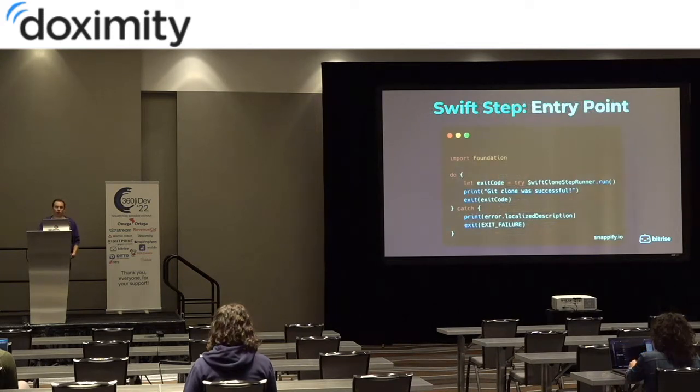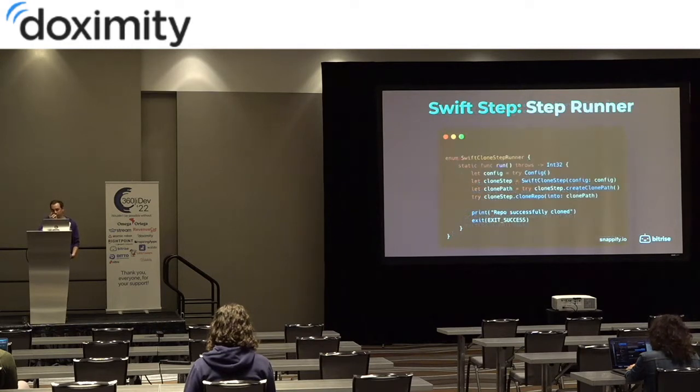So the next thing we're going to do is define our entry point. And in the repository, if you're following along, this is the file called main.swift. And we see it's very simple. It doesn't do a whole lot of stuff, right? All it tries to do is extract an exit code from this Swift clone step runner. It prints a positive message for us, and then it exits with the exit code that we received. If the runner encounters an error, we catch that error, we print its description, and we exit with a failure.